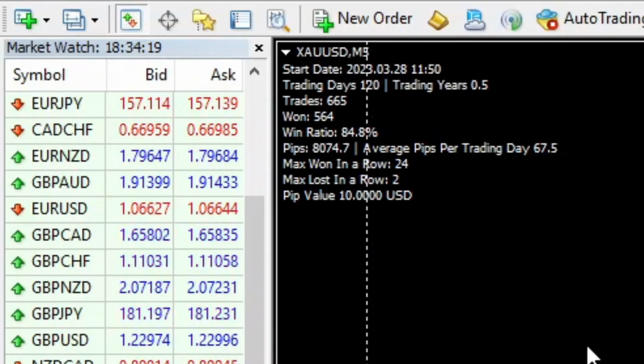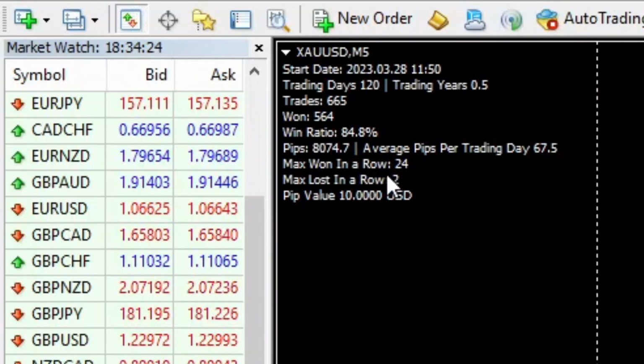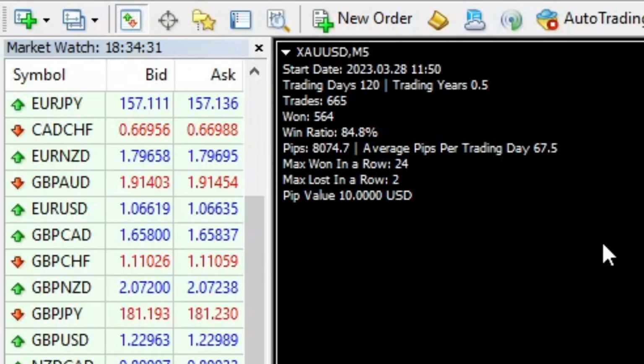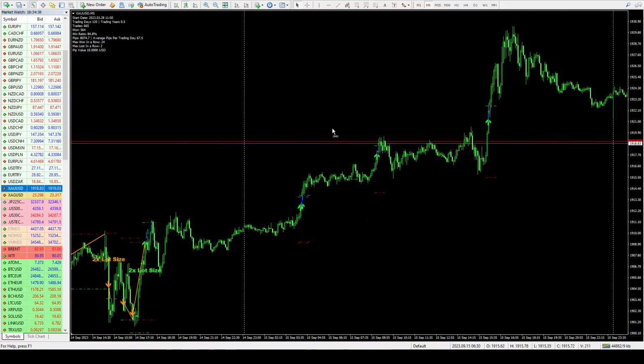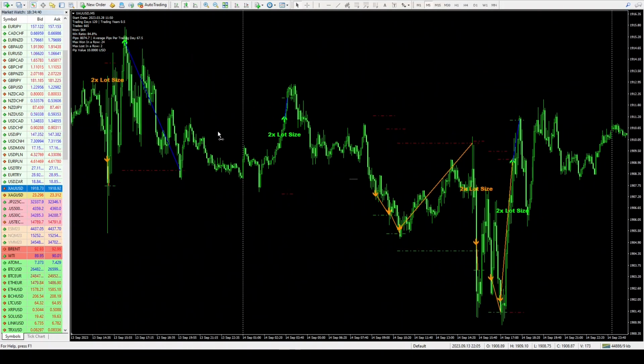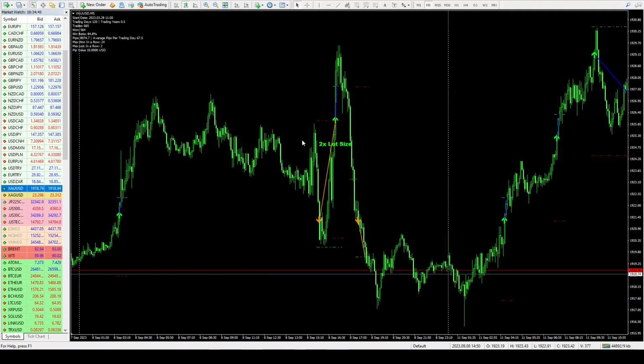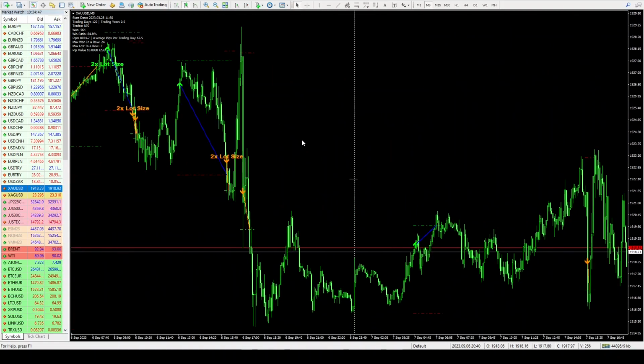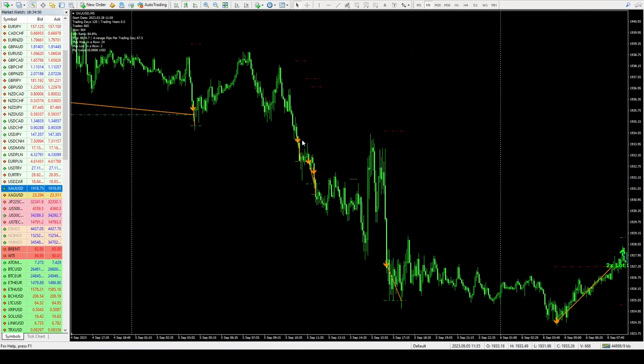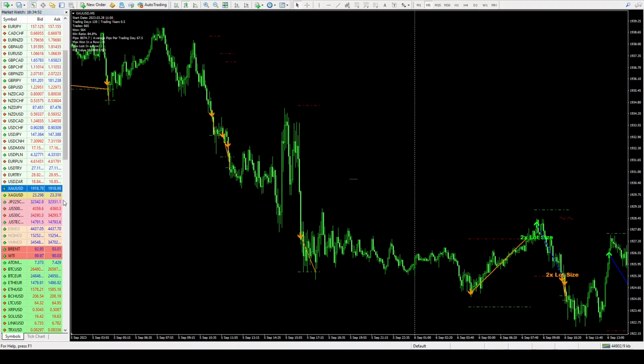Gold M5 is showing a very good win ratio of 84.8%. Per day it's possible to collect around 67 pips that are $10 worth for 1 pip lot size, meaning that you get $10 for each pip won when trading with one lot. The risk is very low because the maximum consecutive loss trades are 2. These statistics are calculated from 120 trading days and 665 virtual trades. That is a solid calculation basis.